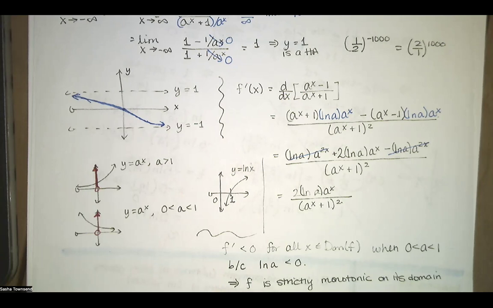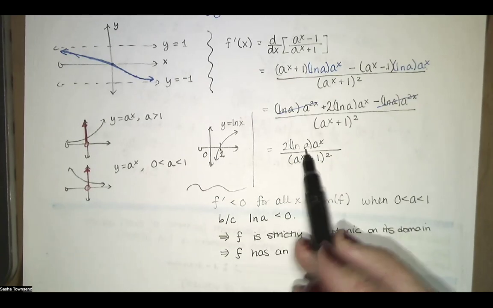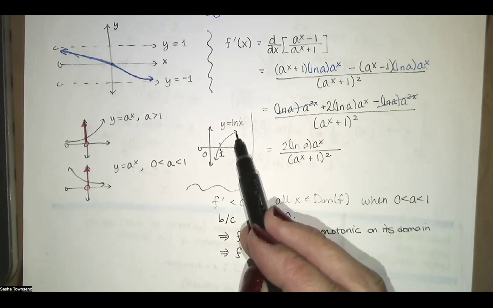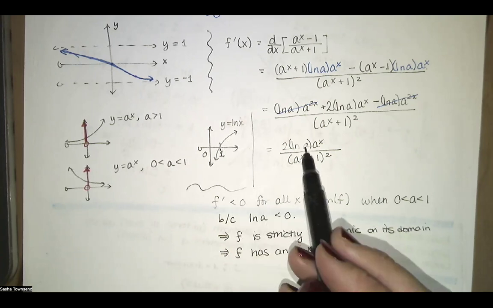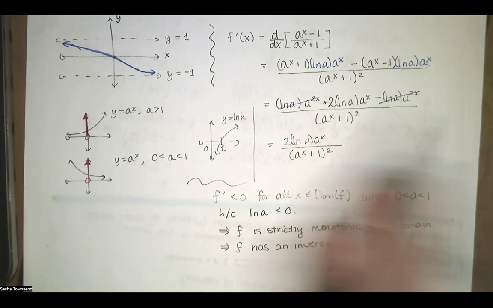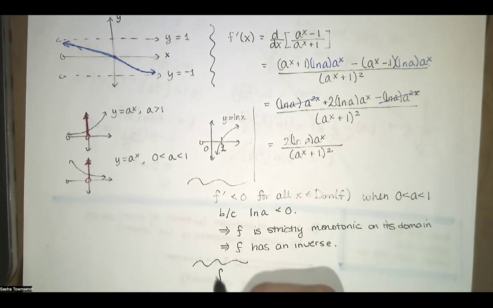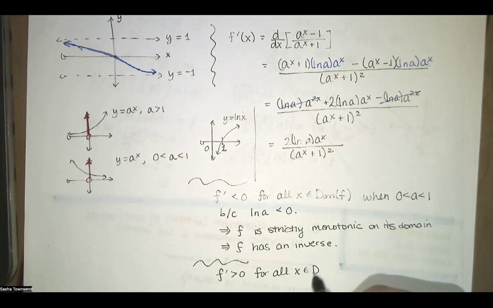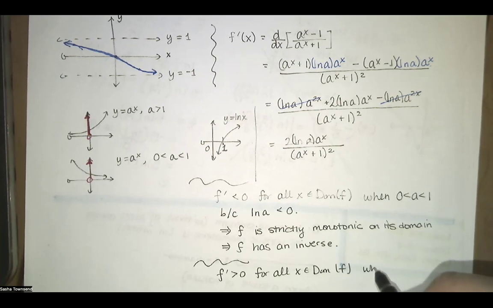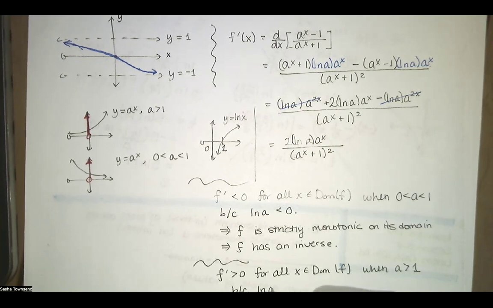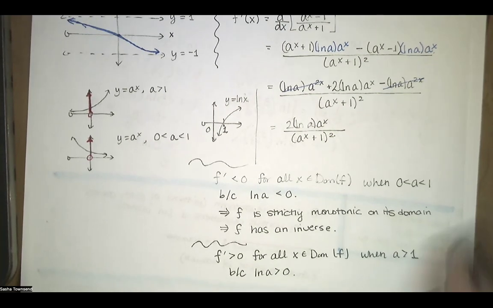Now, if a is greater than 1, we know that natural log of a is positive because we can look at the y values on this graph and we see that those y values are above the x-axis, so this is positive. And when x is greater than 1, or in this case, when a is greater than 1, we've got a positive number times a positive number divided by a positive number, which is a positive number. So f prime is positive for all x in the domain when a is greater than 1. And again, that's because natural log of a is going to be positive because a is greater than 1.